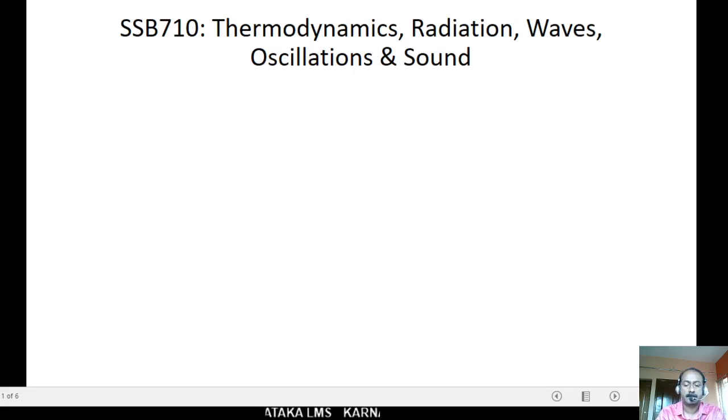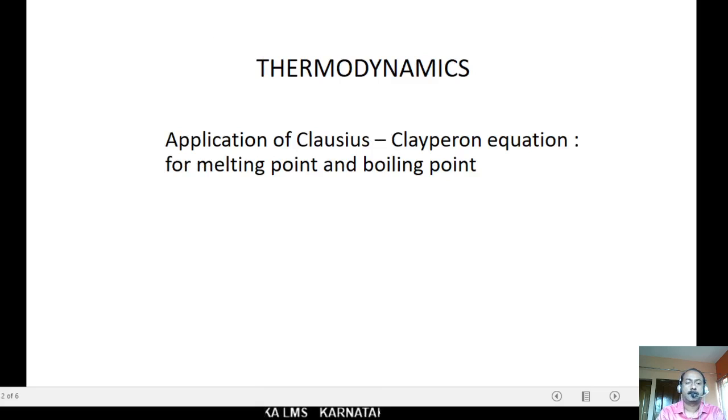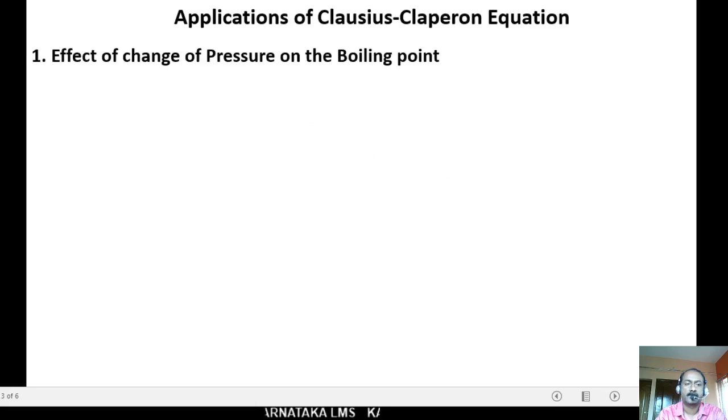Welcome back, students. Dear students, in this session, I would like to share the topic applications of Clausius-Clapeyron equation. Let us see the application of Clausius-Clapeyron equation. The first application is effect of change of pressure on the boiling point.